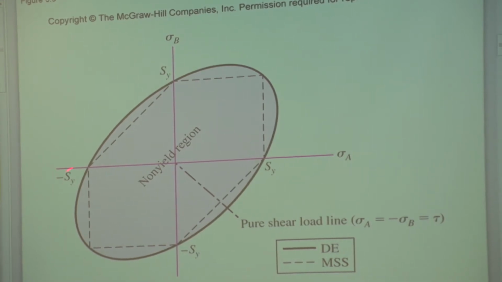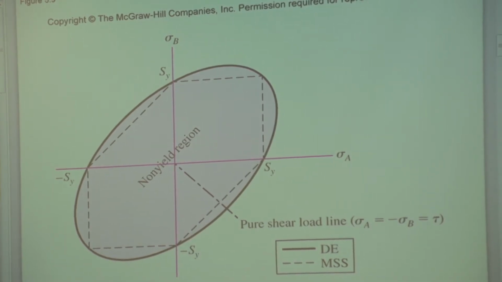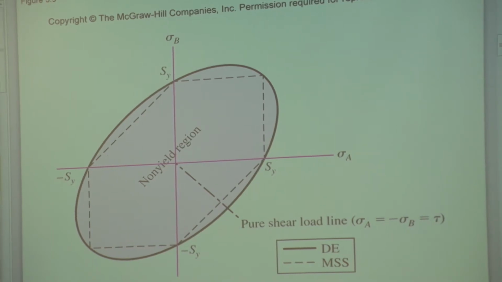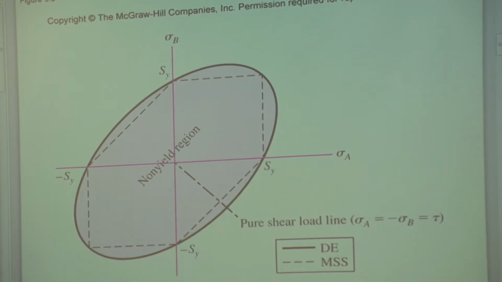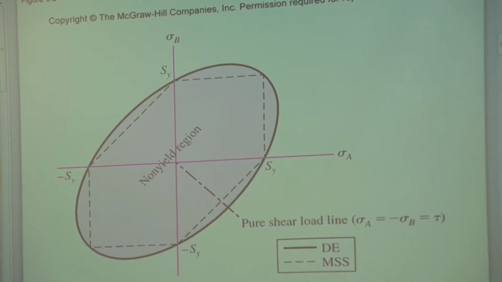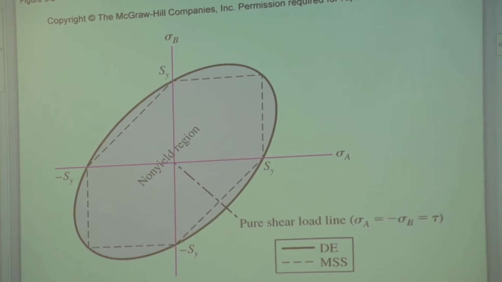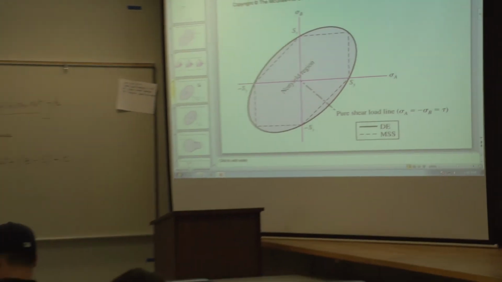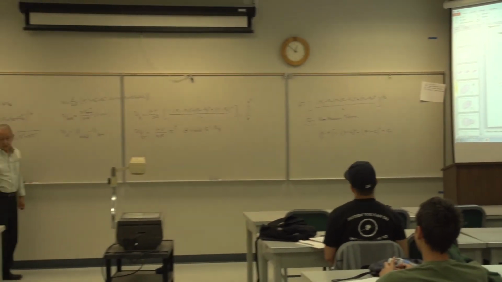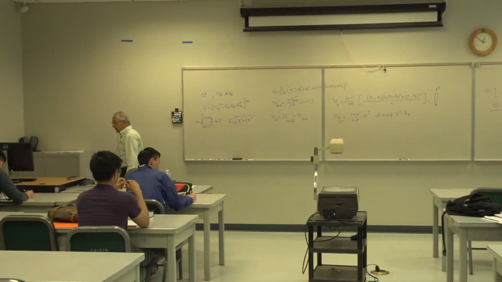The von Mises, or maximum energy of distortion, is the more accurate of the two, as you will see when I show you the experimental points and how they fall, and generally used in analysis. For example, something fails and you want to know why it failed. You have to have some more accurate numbers, not approximate numbers. Any questions?